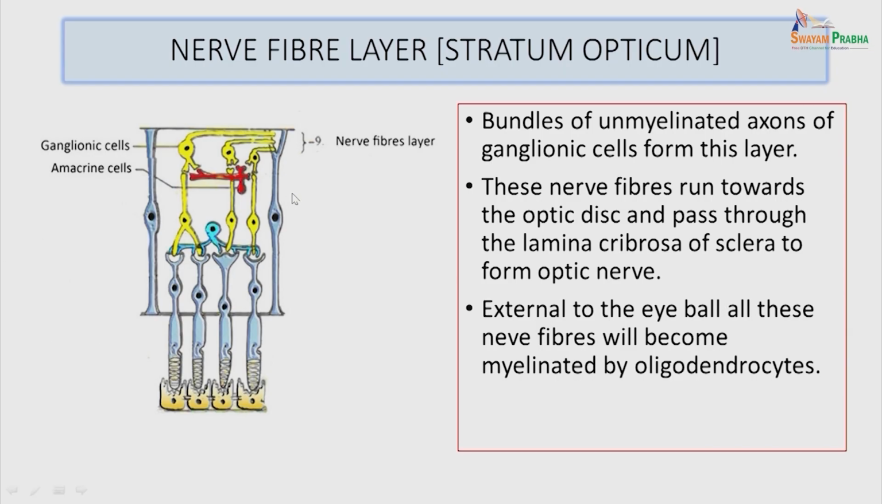Here you can see the nerve fiber layer. You can see the axons of the ganglionic cells, they are grouped together to form the optic nerve.